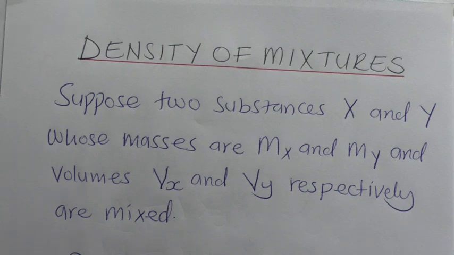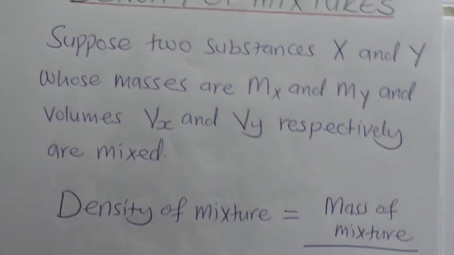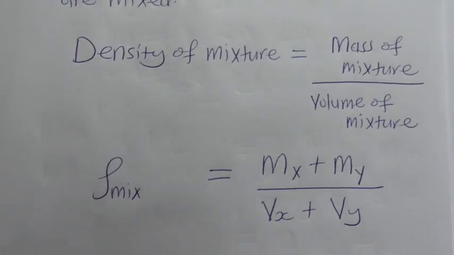Suppose we have two substances, X and Y, whose masses are mx and my, and volumes Vx and Vy respectively. When these two are mixed, how do we get the density of the mixture? This is how we shall come up with that.